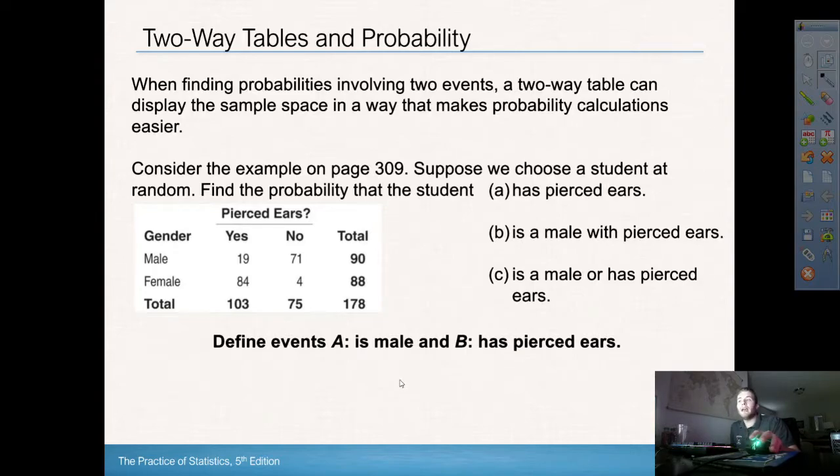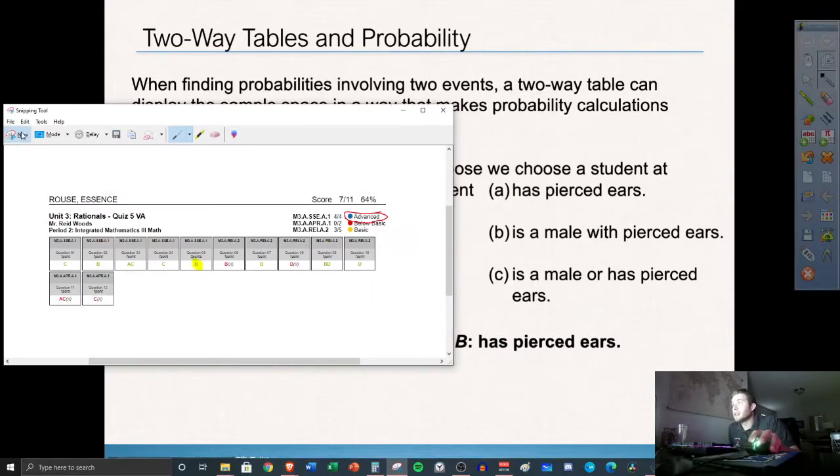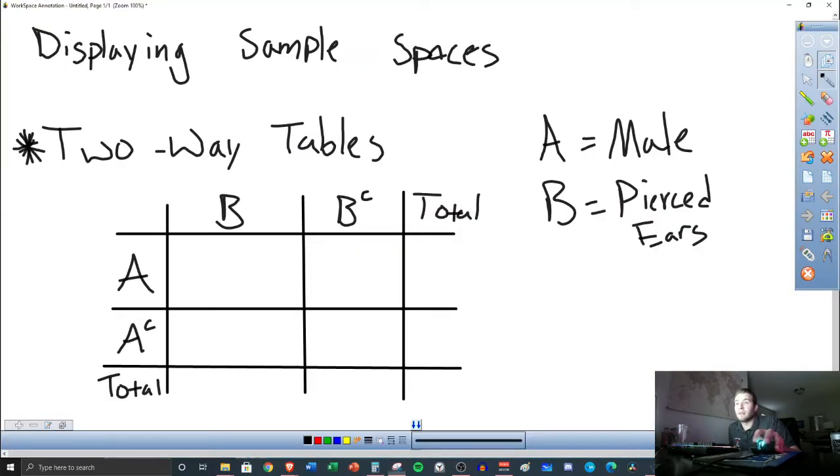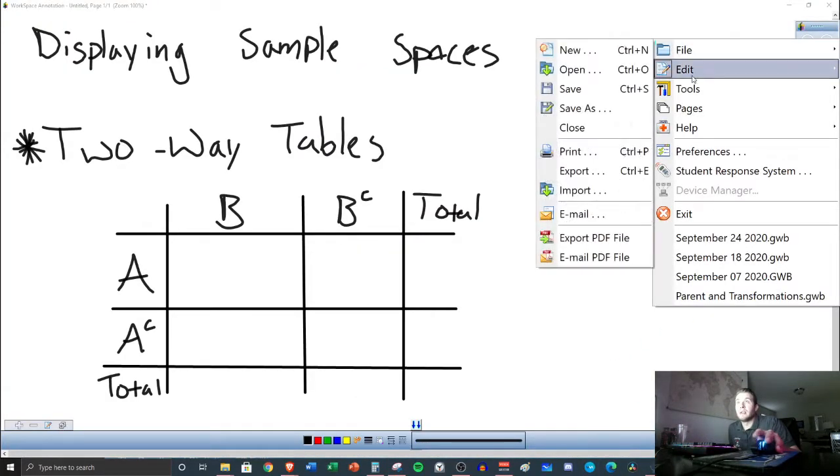All right, so now we have these questions. So we defined event A as male and event B as pierced ears. So first question up here is what's the probability that they have pierced ears? So now that we have this copied down, let me actually go ahead and snag that and put it into our notes here so that I have it.